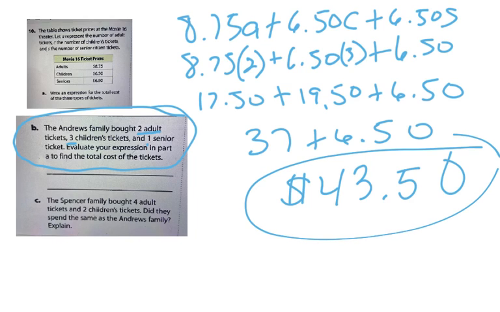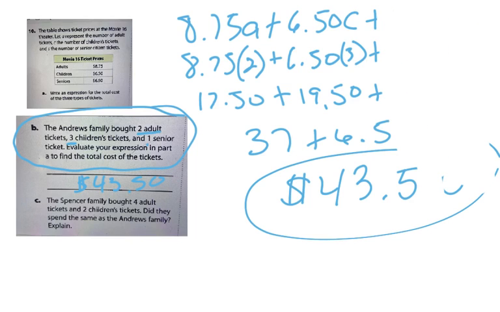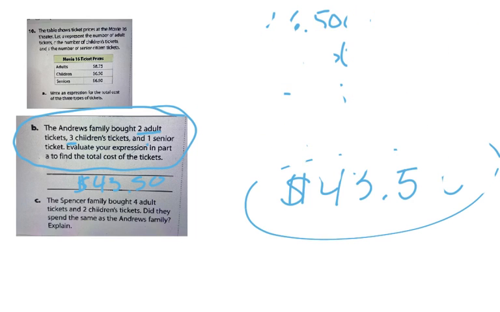Okay. Now, I hope you notice I am showing each step of my work, one right underneath the other. I'm not skipping steps. I'm not combining steps. Okay. So we now know that the Andrews family, it cost them $43.50 for their movies. Okay. All right. So now I'm going to erase this. And we're going to talk about the Spencer family.